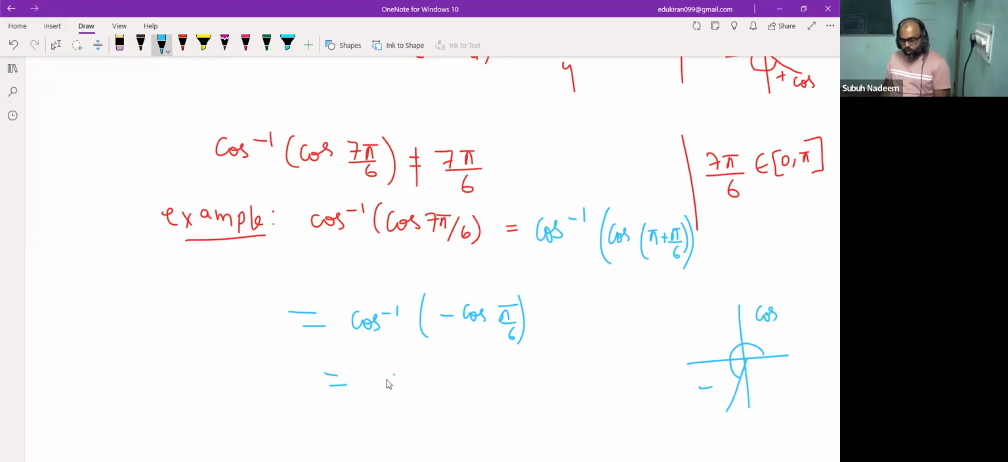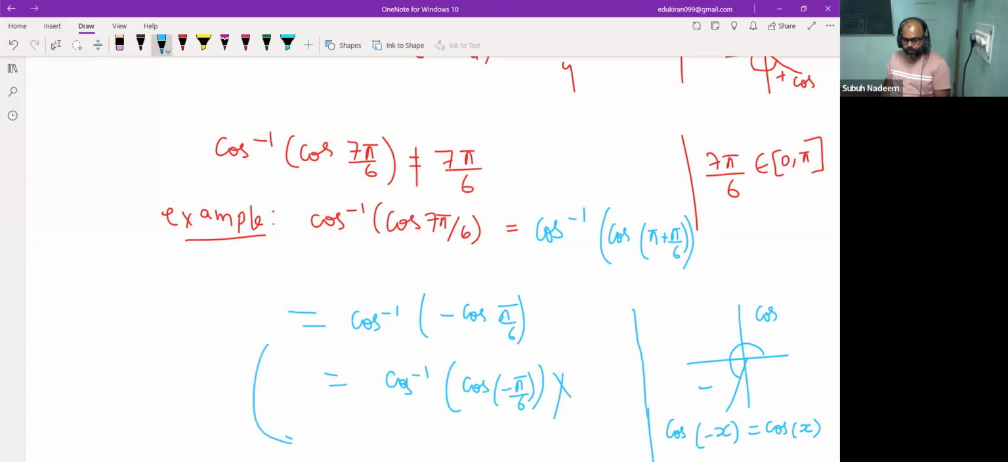Now, don't do this, that you write it as cos inverse of cos minus pi by 6. You can't do this because cos minus pi by 6 is cos pi by 6. It is not like sin x. Cos minus x is cos x. The minus sign is only absorbed in sine.